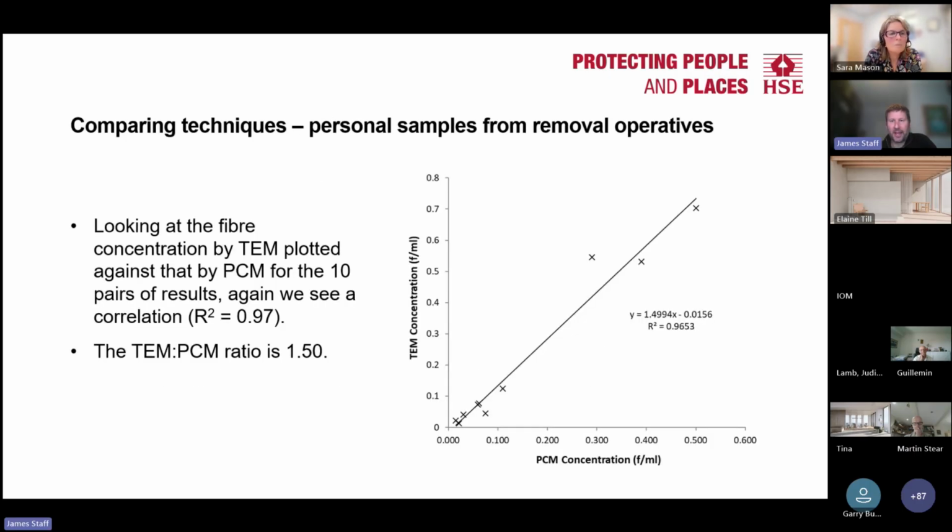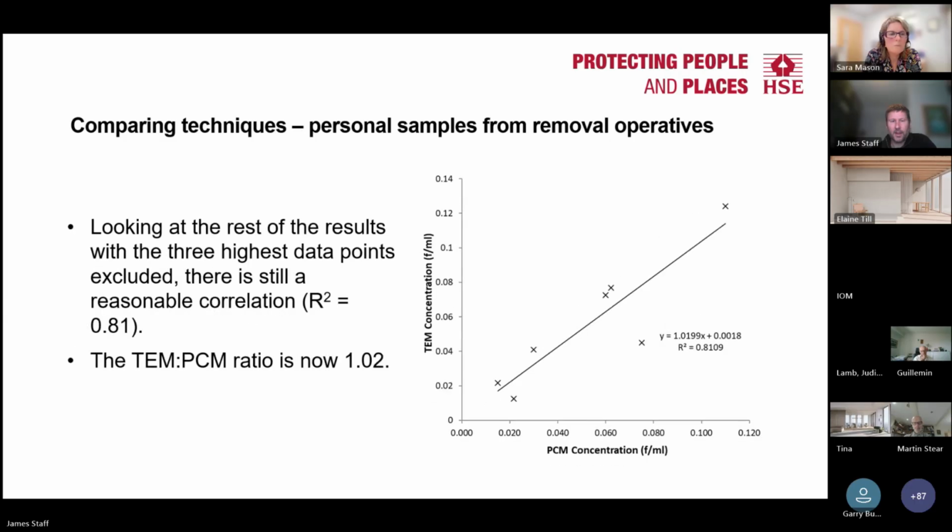So if we plot that graph again with just these 10 data points, we see a very good correlation again, and a TEM to PCM ratio which is similar at 1.5. And now if we remove the 3 high data points again and look at the remaining data, there's a much better correlation this time. We'd expect this because the samples are more similar and taken from doing the same activity. And we now see a TEM to PCM ratio of 1.02.